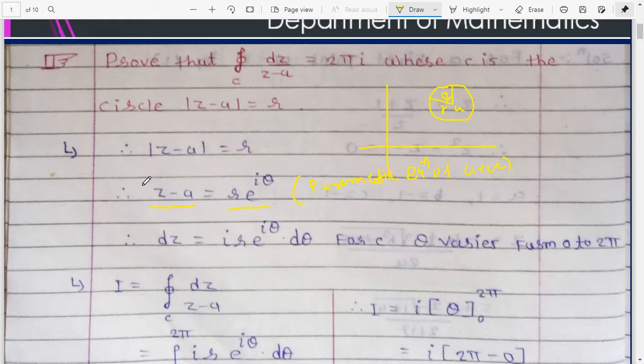Now differentiating z minus a is equal to r e raised to I theta. The derivative of z is dz, a is constant so its derivative is 0, r is the radius so r is constant, and the derivative of e raised to I theta is e raised to I theta, and the derivative of I theta is I into d theta. For circle C, theta varies from 0 to 2 pi.